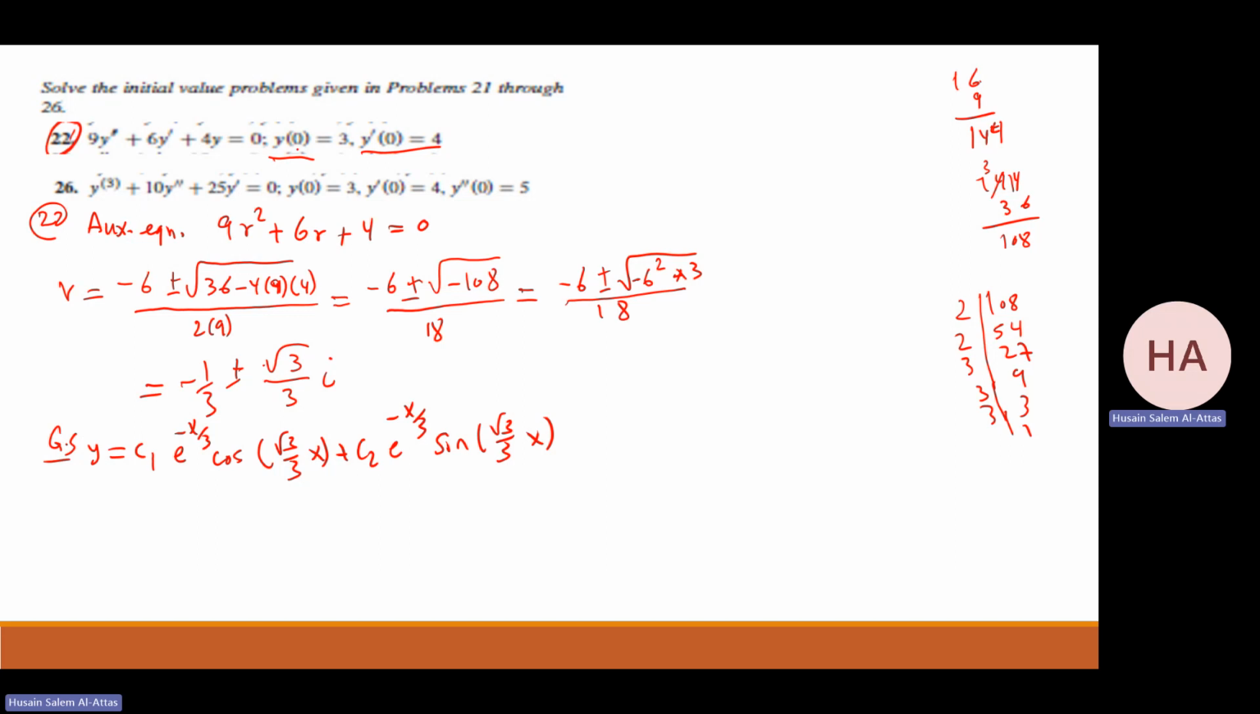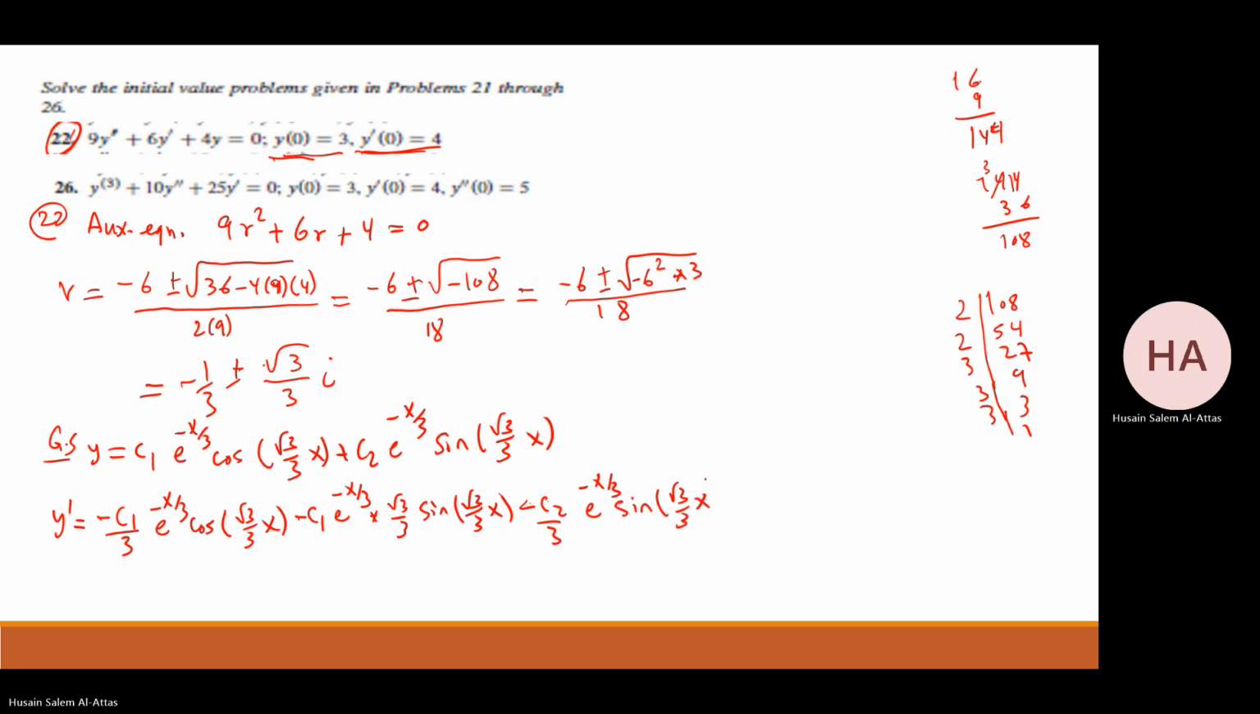Now, for the initial condition, I need y prime. y prime will be minus C1 over 3 e to the minus x over 3 cosine, minus C1 e to the minus x over 3 times the square root of 3 over 3 sine, minus C2 over 3 e to the minus x over 3 sine, plus C2 times the square root of 3 over 3 cosine.